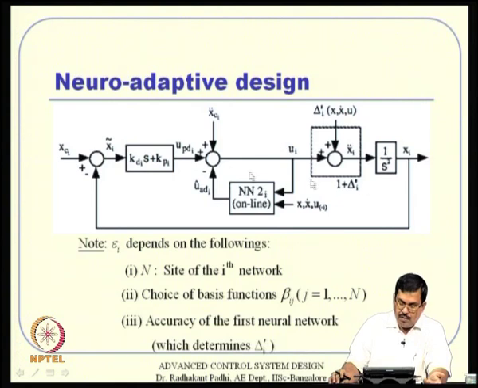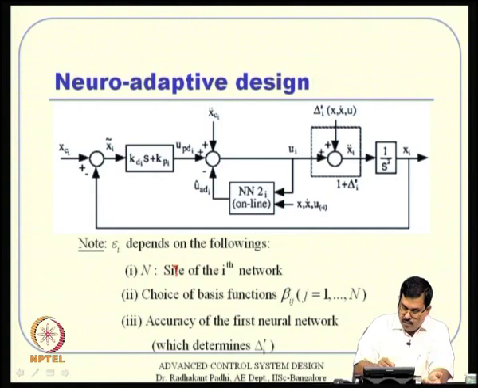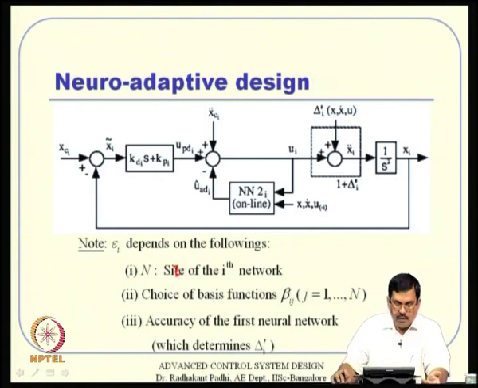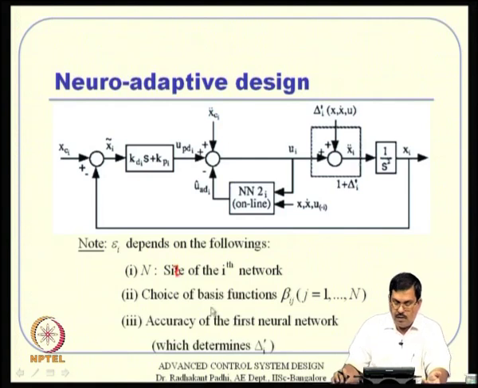Anyway, that is just a pictorial diagram, but you can note that epsilon I depends on the following. Well, there is a spelling error here: it is size of the network. So epsilon I, the ideal error, depends on the size of the ith network, the choice of the basis function, and the accuracy of the neural network.